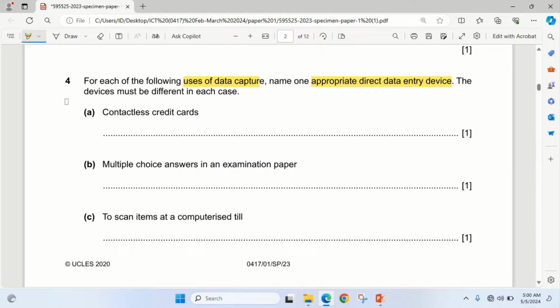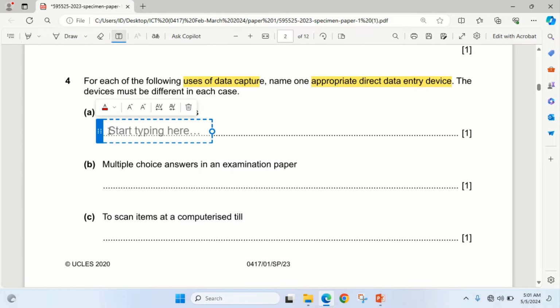You have been told. So now for contactless credit card, what you are mentioning is the data entry device. For contactless credit card, you can use RFID reader. RFID, that is radio frequency identification. Take note of that. RFID reader.